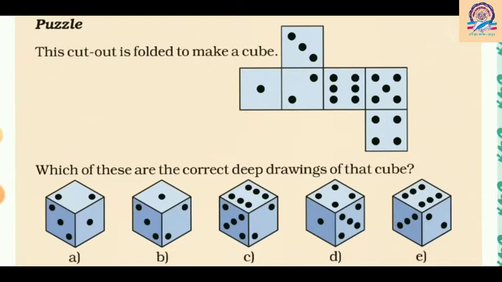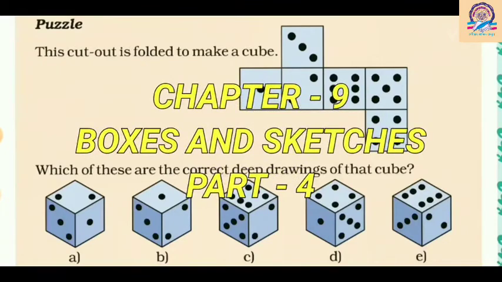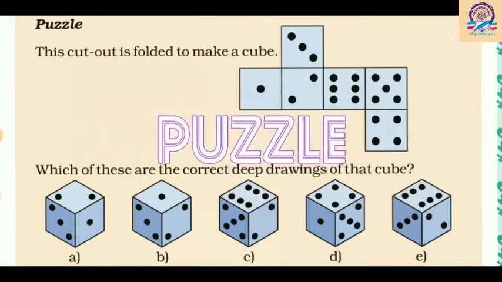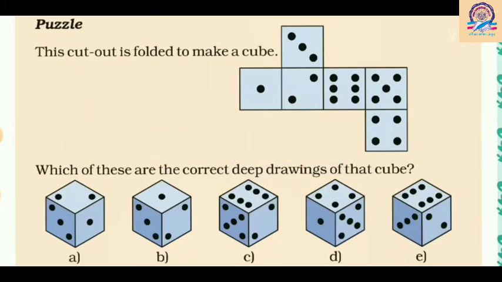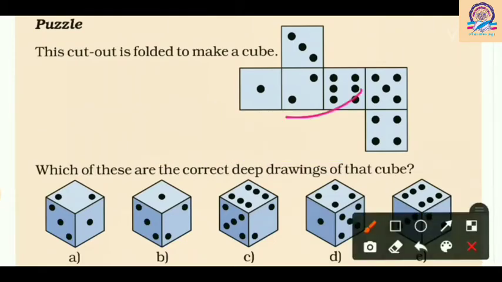This is the fourth part of the ninth chapter, Boxes and Sketches, of class 5 mathematics. Let's start the class. Today's topic is puzzles. This is completely based on the dice. Here we have a dice and some questions based on it.